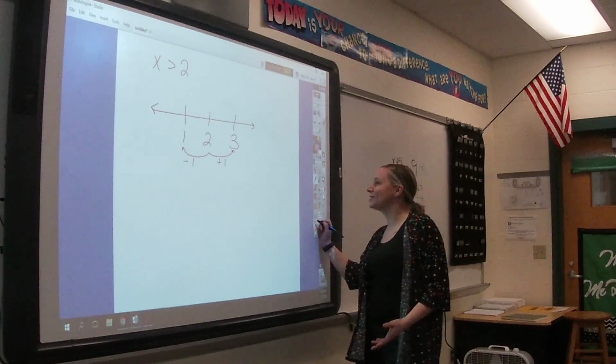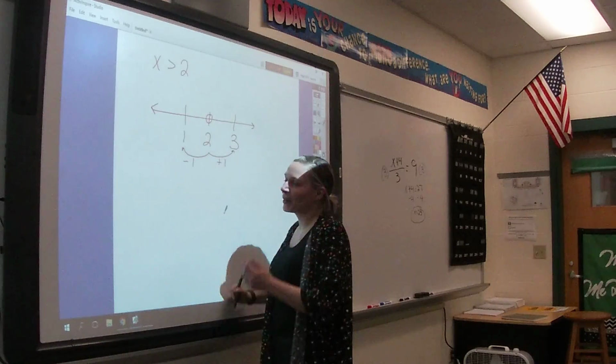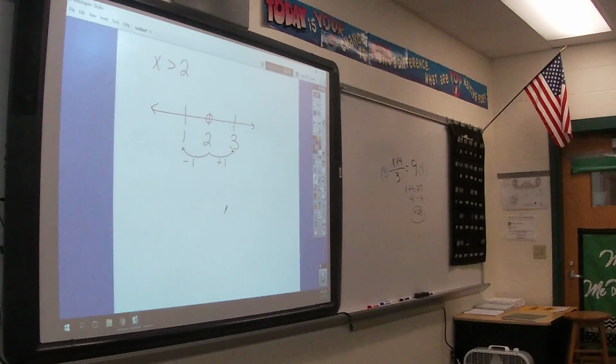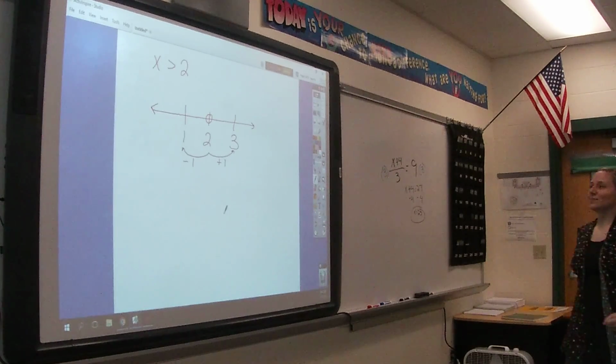Just make an open circle at 2. In the ALEKS program, it's a little bit easier because you just click, and I don't have to look at all of your terrible writing. But for real.